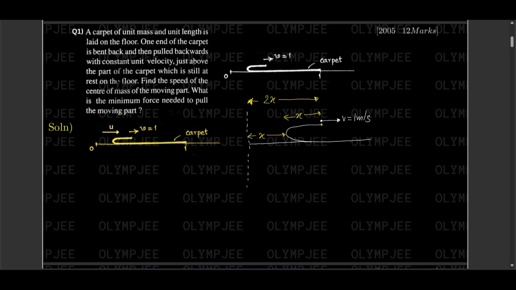And on moving further also, the length of the folded part can be assumed to be x. If the end has reached here after some time, then this will be x and this will also be x. So at any point, the coordinate of the end point of the rope is equal to 2x, and I know that d by dt of 2x is equal to v, which is equal to 1 meter per second.